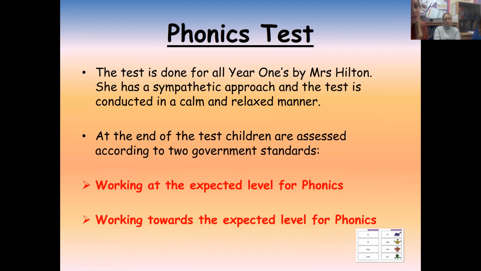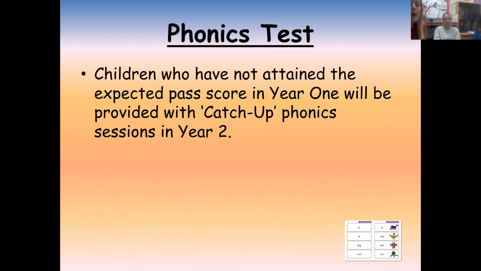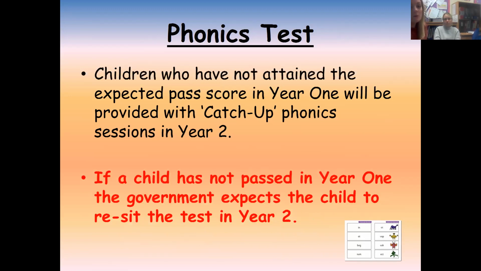So like I was saying a moment ago, at the end of the test, children are assessed according to 2 government standards, that either working at the expected level for phonics or working towards the expected level for phonics. And you will get those results in their report at the end of the school year. So children who haven't attained the expected pass in Year 1 will be provided with catch-up phonics sessions in Year 2. So at the moment, we have a number of catch-up programs going on, but that's obviously very important for us in order that they can then feel confident within their phonics, within their English lessons and their other lessons in school. So if a child has not passed in Year 1, the government expects them to resit the test in Year 2, and that's where the catch-up phonics programme will come in.